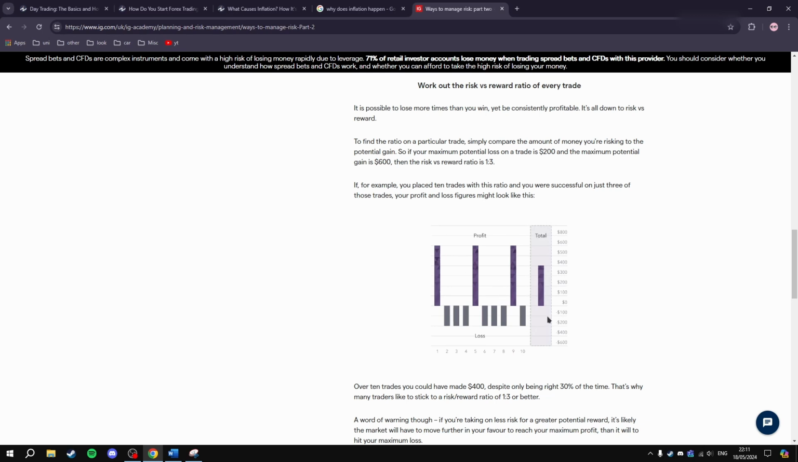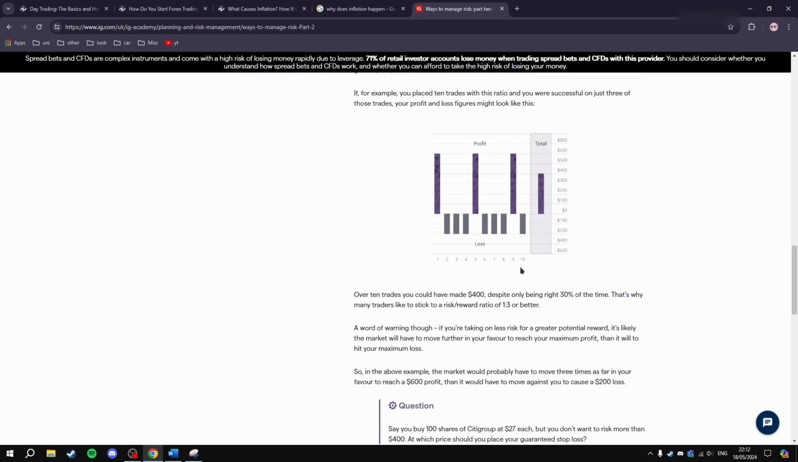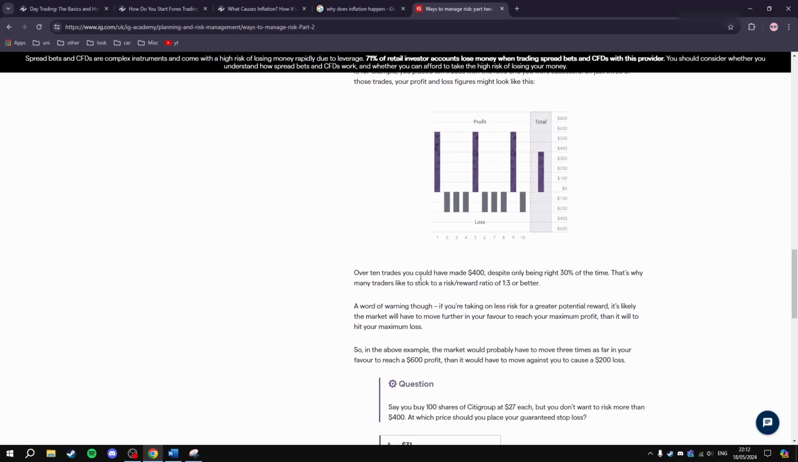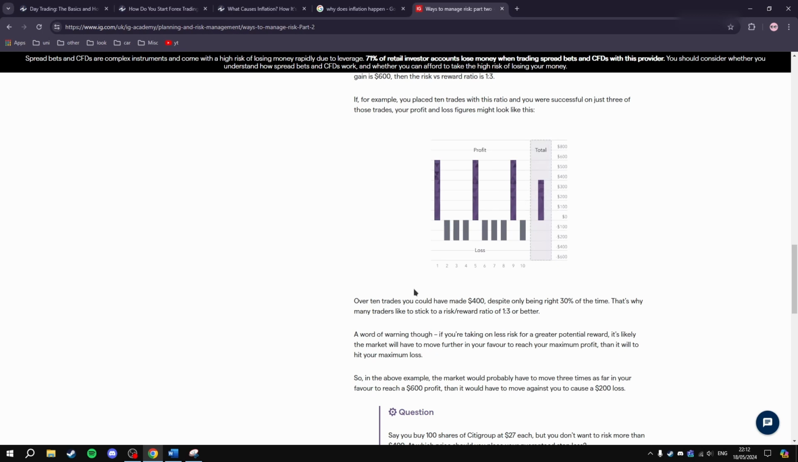If, for example, you place 10 trades with this ratio and you were successful on just 3 of the trades, your profit and loss figures might look like this. Profit, loss, loss, loss, profit, loss, loss, loss, profit, loss. Overall, still $400 profit. Very nice. Over 10 trades, you could have made $400, despite only being right 30% of the time. That's why many traders like to stick to a risk-reward ratio of 1 to 3 or better.